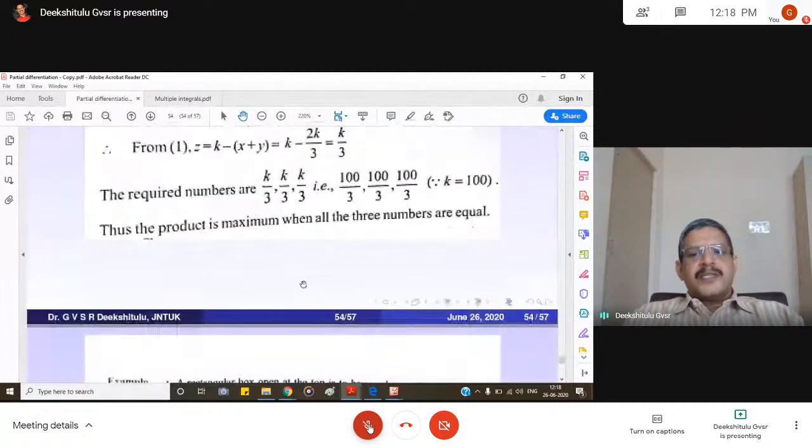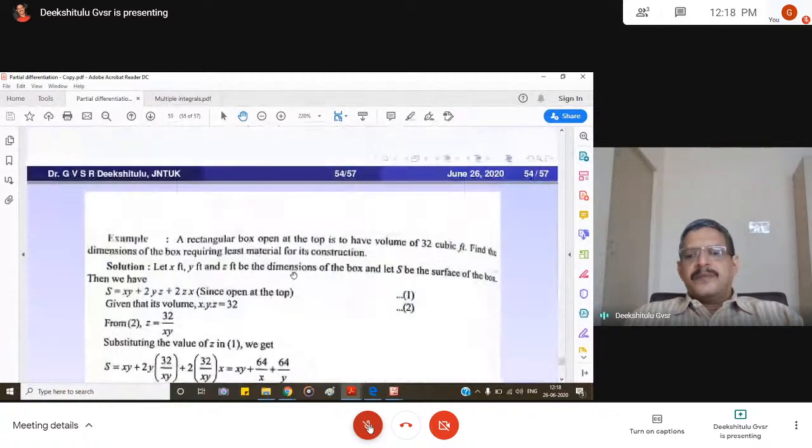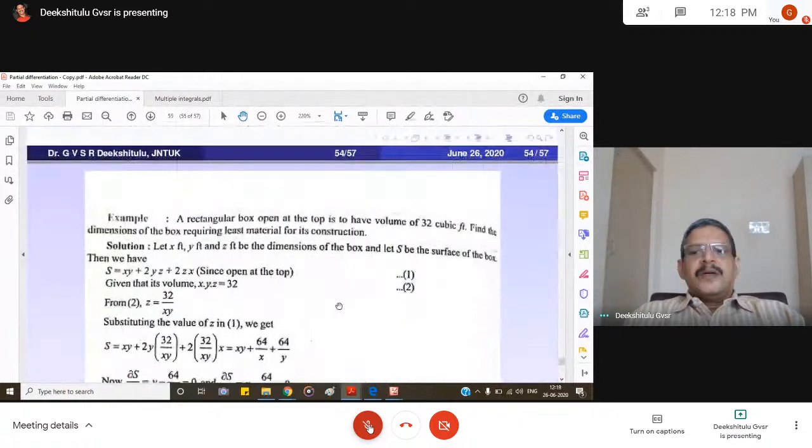So a rectangular box open at the top is to have a volume of 32 cubic feet. Find the dimensions of the box requiring least material. I'll just give the introduction and leave the problem up to you. So let us say the dimensions of the box are x, y and z. What is the volume then? If length, breadth and height of the box are given as x, y and z, the volume of the box is x into y into z. That is given as 32. So xyz is 32.